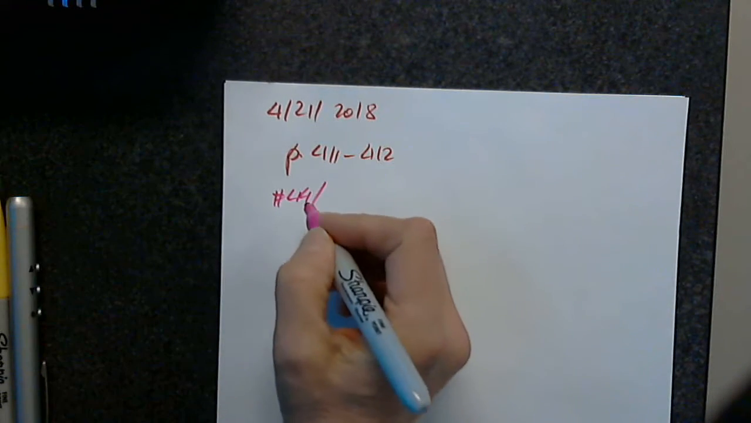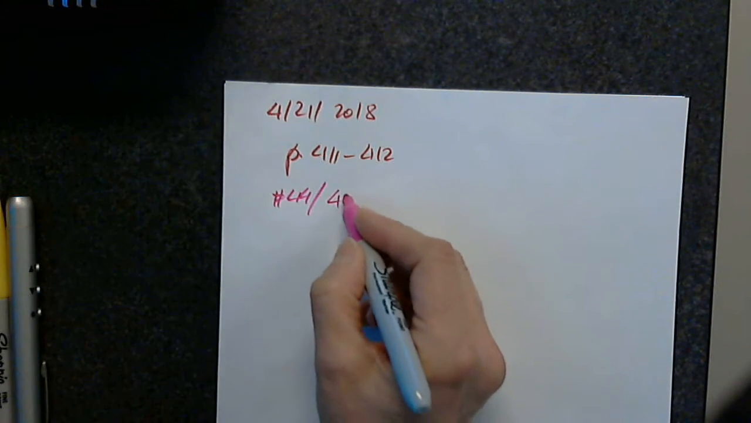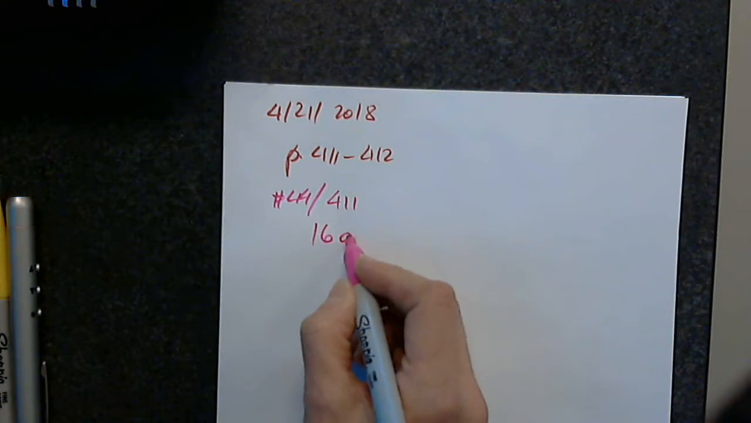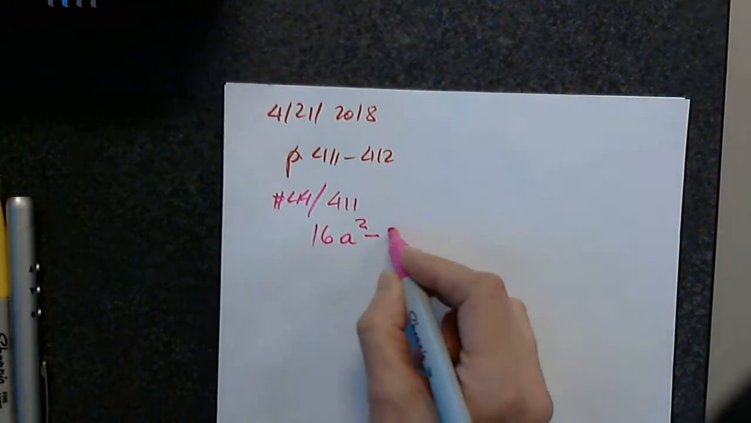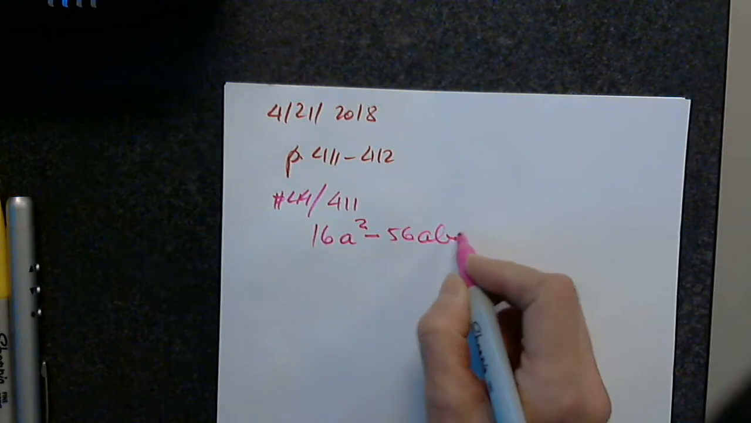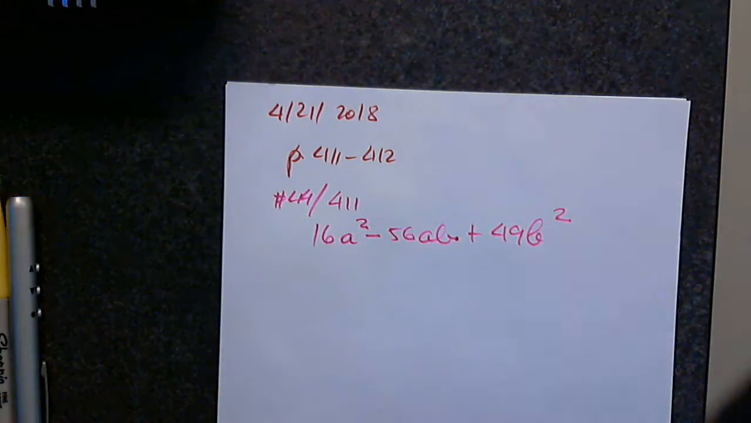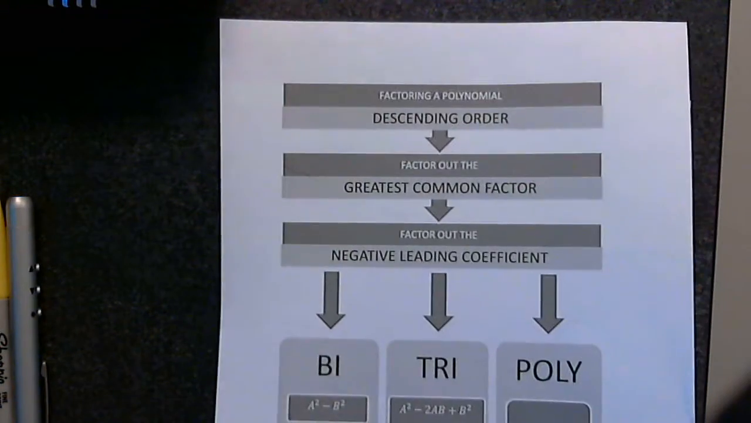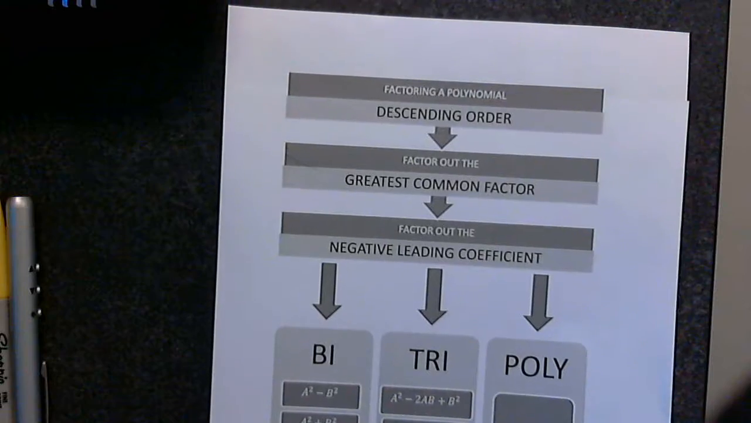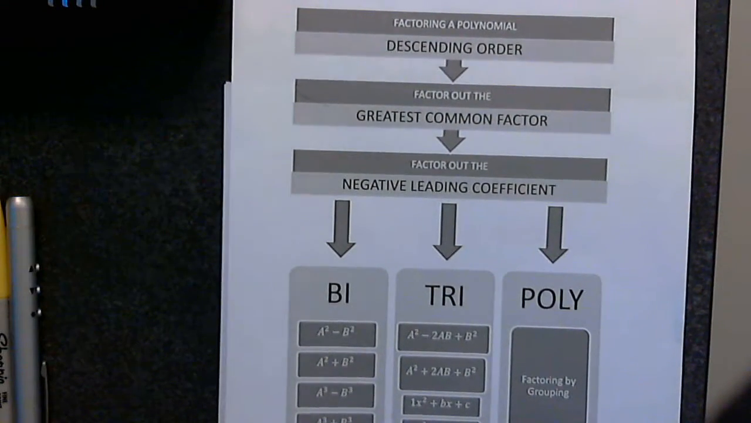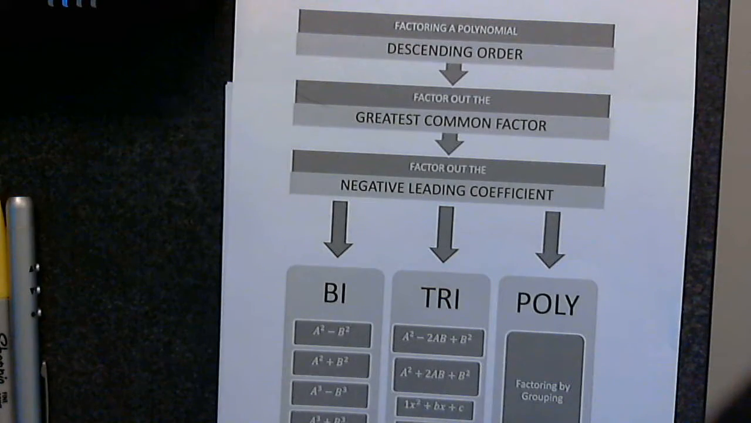So 44 on page 411. Very good. And 44 is 16a squared minus 56ab plus 49b squared. Again, you missed that class, so here it is. I have to go through these before I say or do or attempt anything.